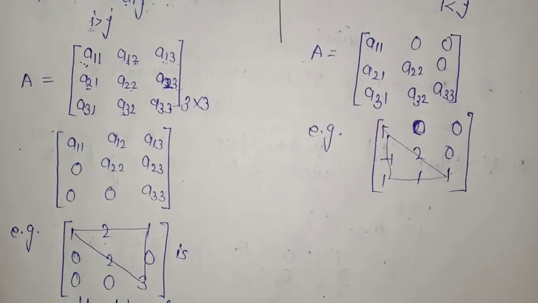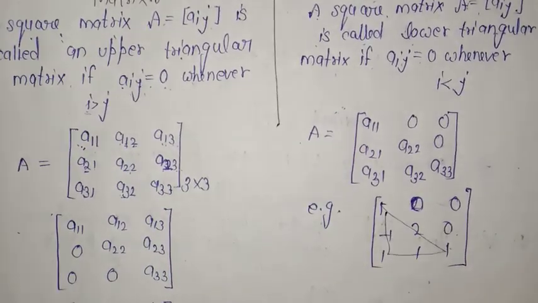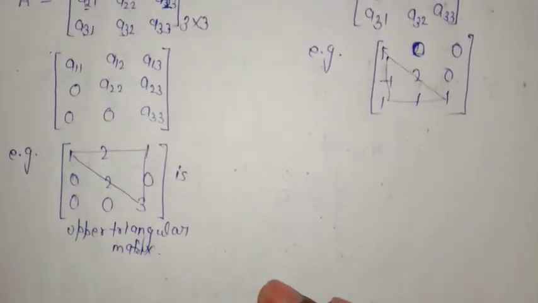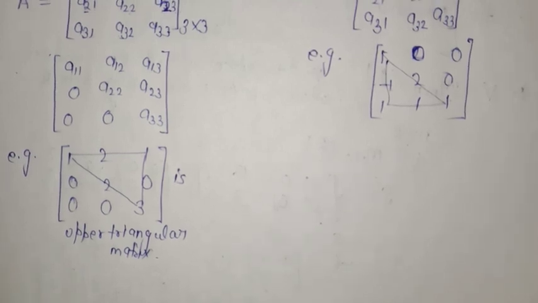So this way you can also understand it. So this was the definition of upper triangular and lower triangular matrix. Now I am going to discuss symmetric and skew symmetric matrices.